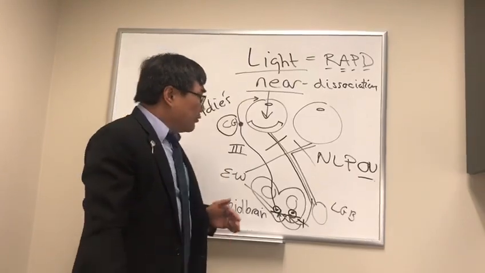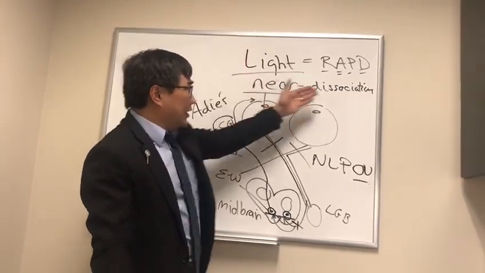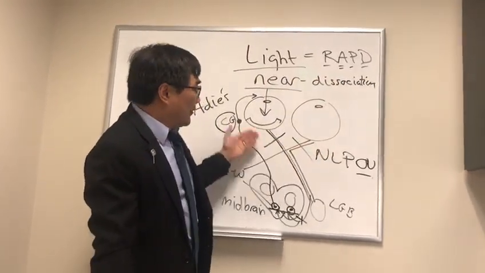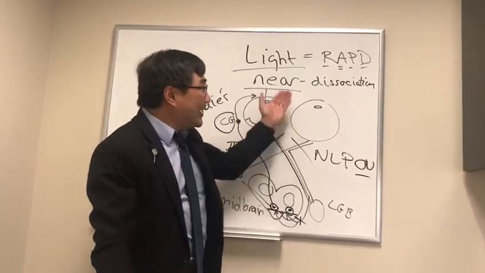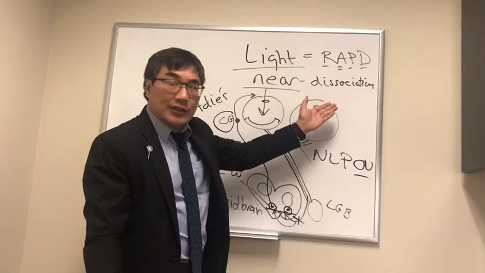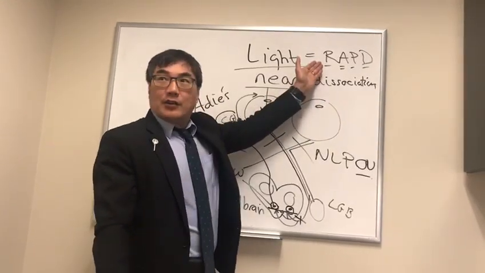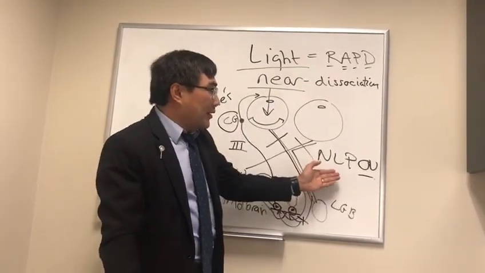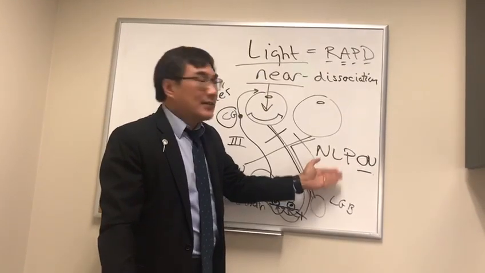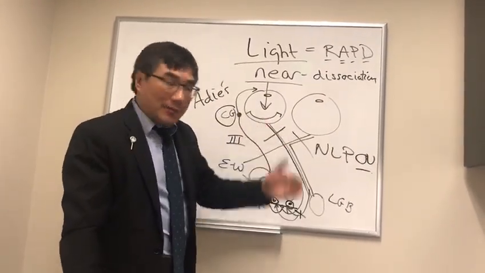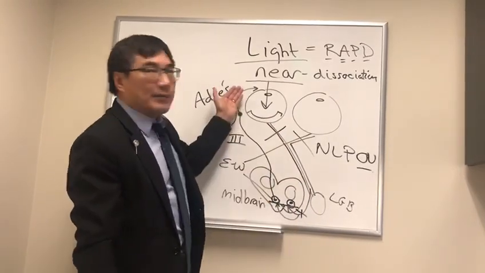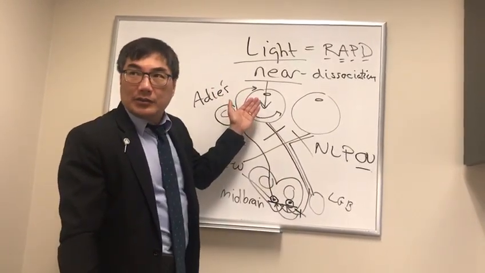So you should know that light near dissociation of the pupils can occur from both the afferent side and the efferent side. We normally don't need light near dissociation to judge afferent disease because we have a relative afferent pupillary defect. However, when you have bilateral afferent disease, you have to do the light near dissociation to detect that afferent problem and prove that the efferent pathway is intact with the normal near response.